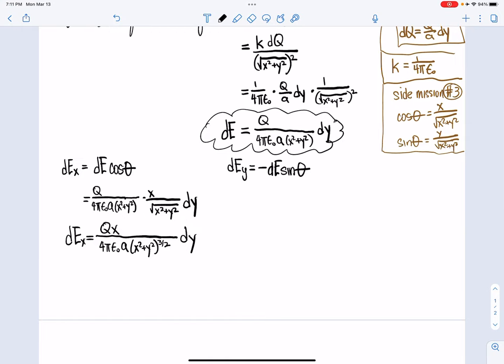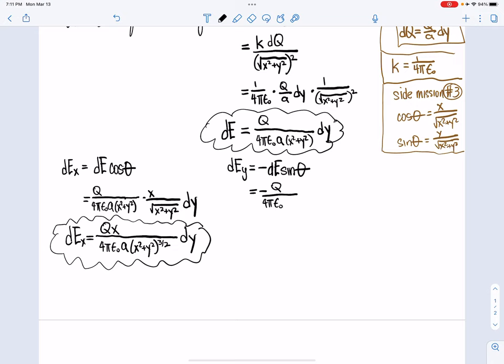And then for dEy, and let's put a barrier over here so we know to find it later on. For dEy, that would be negative q divided by 4 pi epsilon naught times a times x squared plus y squared. Okay, and then sine theta, that would be times y over square root of x squared plus y squared dy, right?